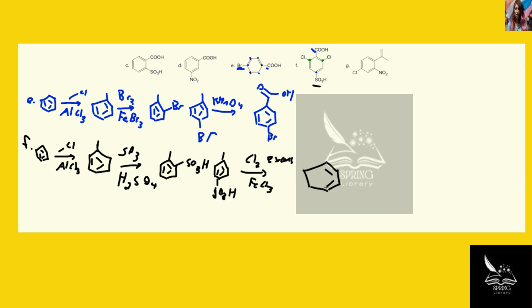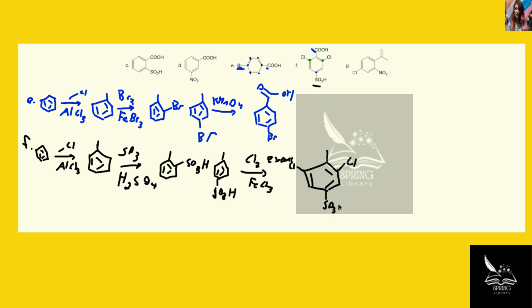Remember, this is going to attack both the ortho and para position, but we can isolate for the isomer of interest. So we'll have the ortho as well as the para. And I'll take the para and I'll add Cl2, a lot, so I'll say excess, and FeCl3. And then I will get attack on both ortho positions, just like I want in my final product.